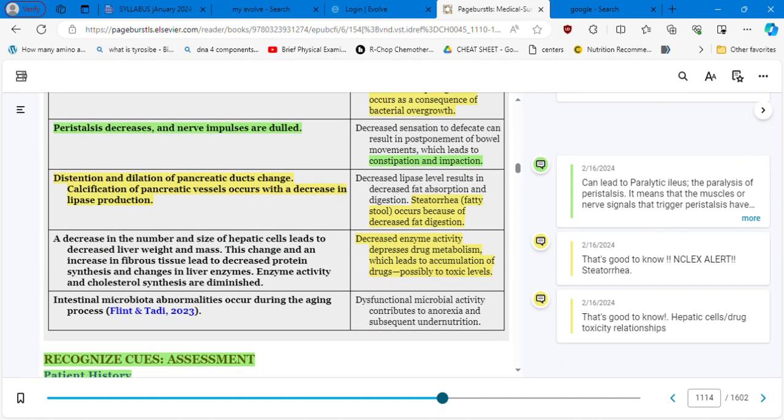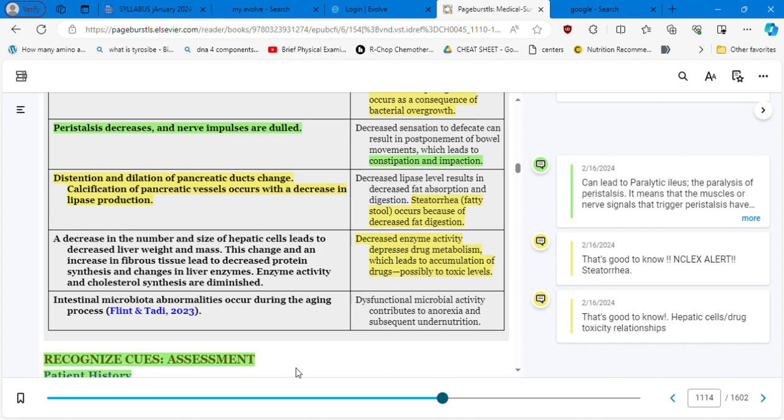Distension and dilation of the pancreatic duct change. Calcification of pancreatic vessels occurs with a decrease in lipase production. So steatorrhea, which is fatty stool, occurs because of decreased fat digestion.